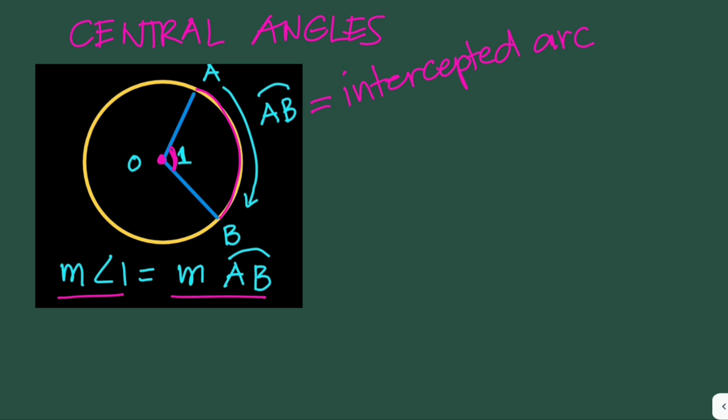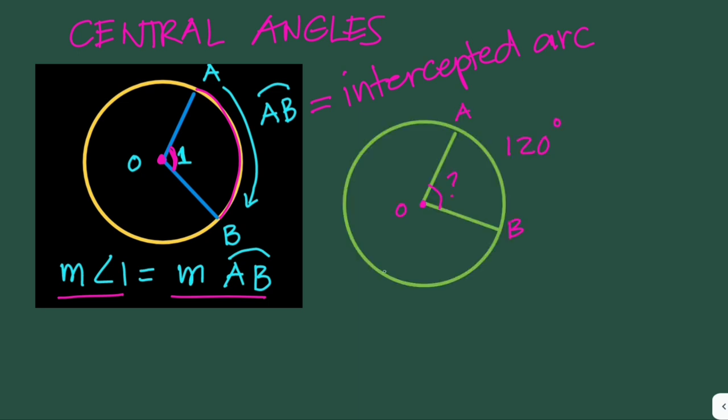Say for example, we're given this problem here. Let's solve for the central angle. The value of the central angle, given its intercepted arc, which is equal to 120 degrees. Therefore, the central angle here is also equal to 120 degrees.